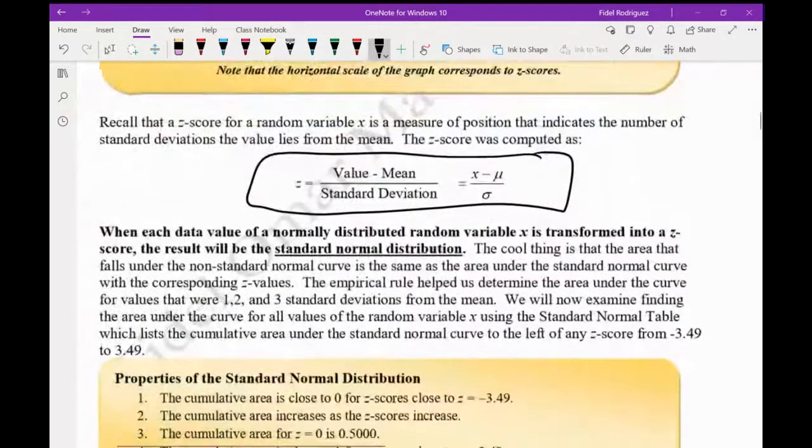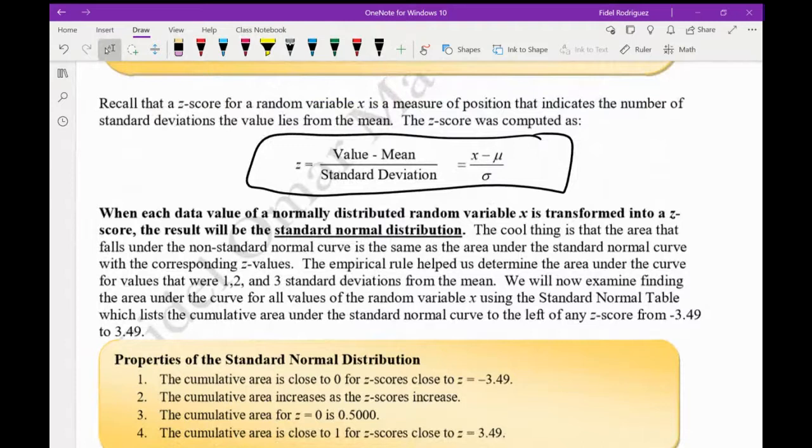It says when each data value of a normally distributed random variable x is transformed into a z-score, the result is what we call the standard normal distribution. And the cool thing is that the area that falls under that non-standard normal curve is the same as the area under the standard normal curve with the corresponding z values.